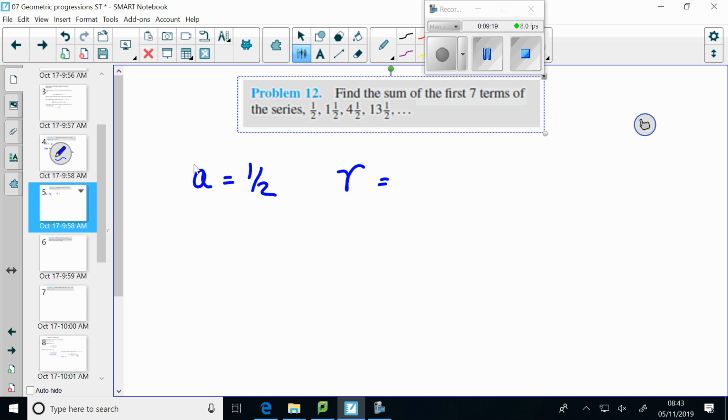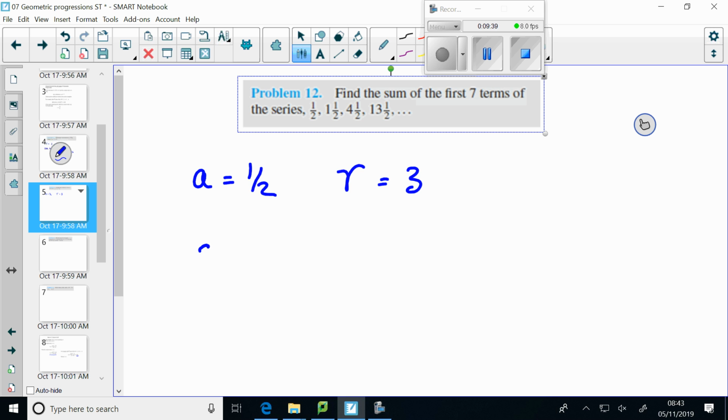What have I multiplied the first term by to get the second term? 1/2 to 1.5. How many halves in 1.5? 3. So we've got an r greater than 1.